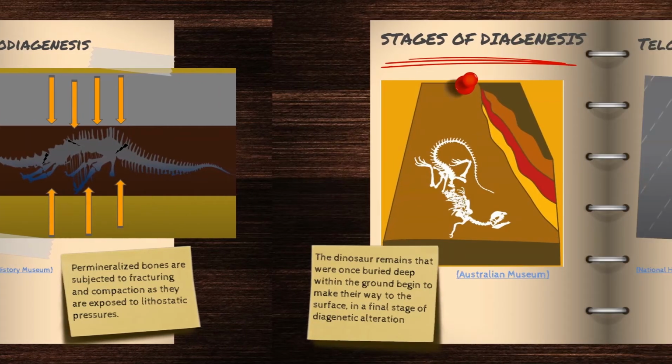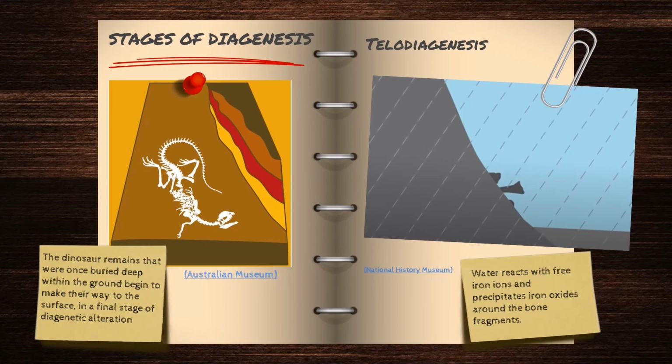Over the course of millions of years, as permineralization occurs, the sedimentary column is uplifted and eroded continuously. The dinosaur remains that were once buried deep within the ground begin to make their way up to the surface, in a final stage of diagenetic alteration known as telodiagenesis. During this period, iron-bearing minerals that have been incorporated in the bone oxidize, and cements such as carbonate, siderite, and ferrodolomite are able to infill and cement fractures resulting from the deep burial.